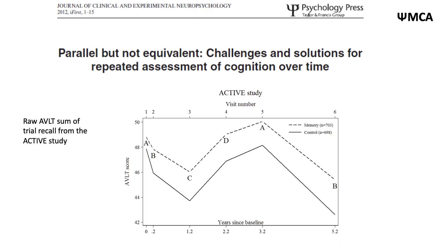At baseline, version A was administered. At immediate post-training, just about 6 weeks later, everybody tanked. Both the control group and the people who were trained on memory did really bad. But that's because version B of the AVLT was much more difficult than version A. People went down even further. So we have this interesting roller coaster ride. By the time of visit 5, about 3 years into the study, when version A was administered again, we see that there was an improvement, but that was masked by form effects.